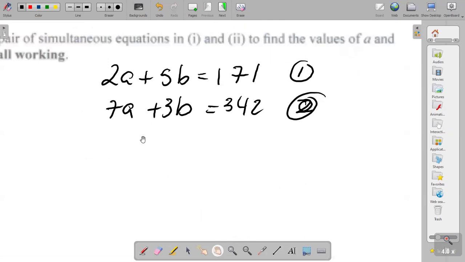Which one you think is the easiest one to make matching? Let's get rid of the A's then. What number 2 and 7 got in common? What number can I change 2 into and 7 into? AKA the LCM of 2 and 7.